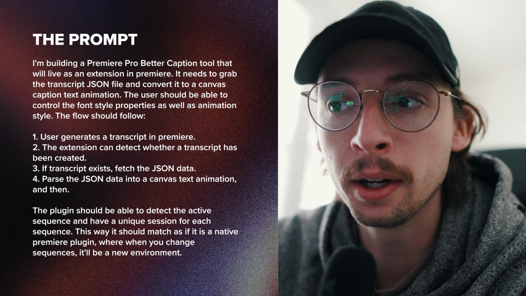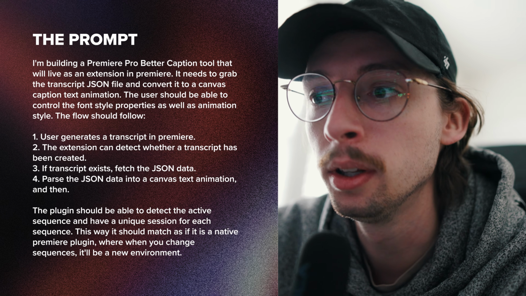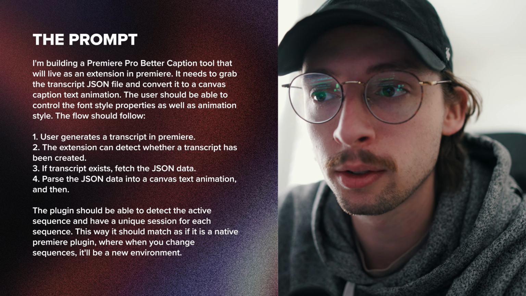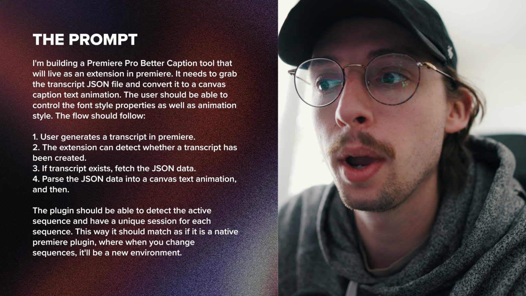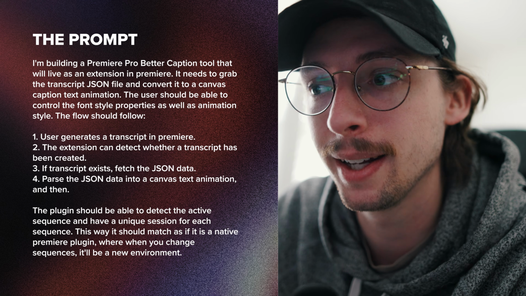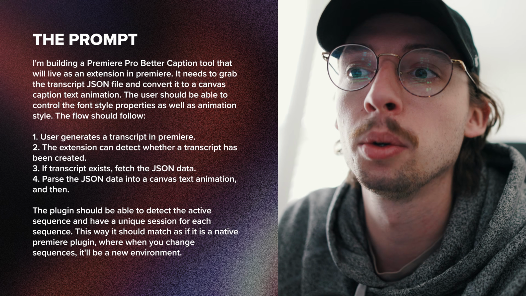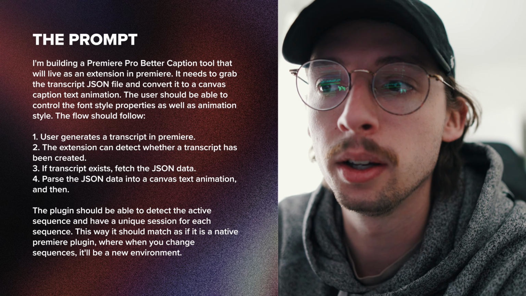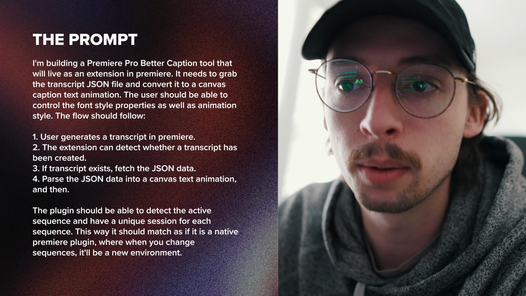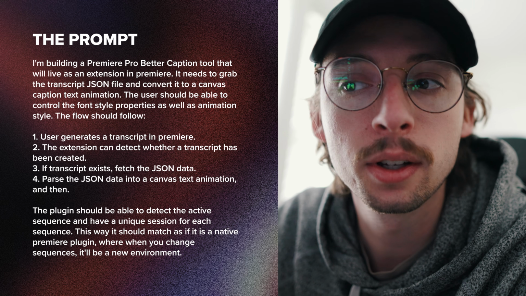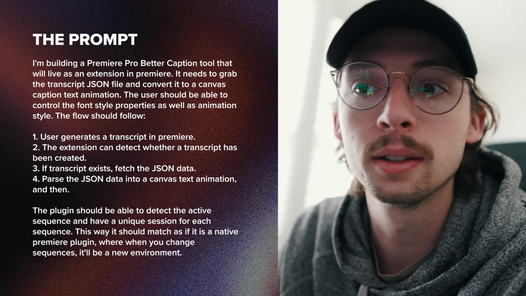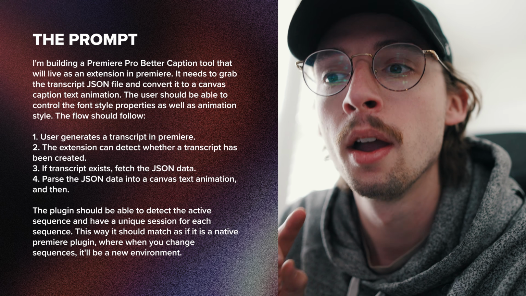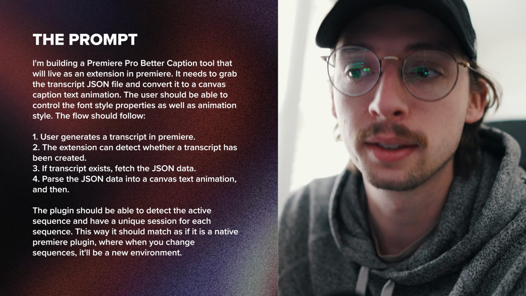I'm building a Premiere Pro better caption tool that will live as an extension in Premiere. It needs to grab the transcript JSON file and convert it to a canvas caption text animation. The user should be able to control the font style properties as well as animation style. The flow should follow: 1. User generates a transcript in Premiere. 2. The extension can detect whether a transcript has been created. 3. If transcript exists, fetch the JSON data. 4. Parse the JSON data into a canvas text animation.